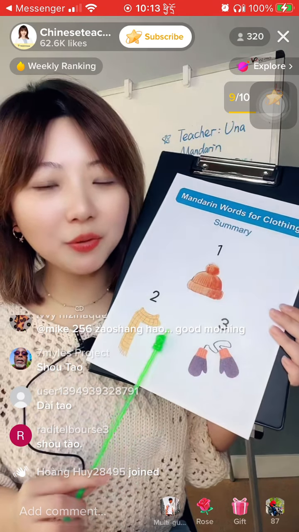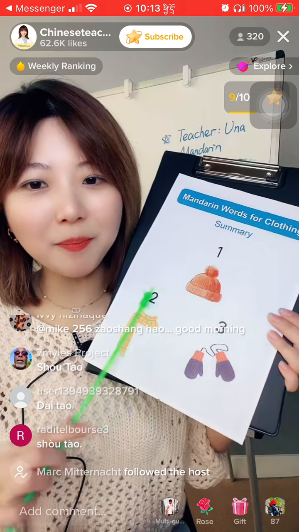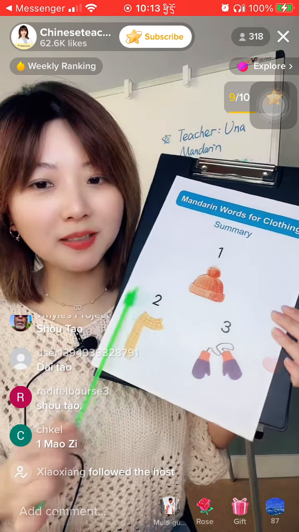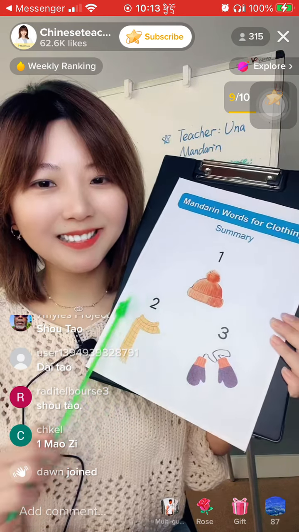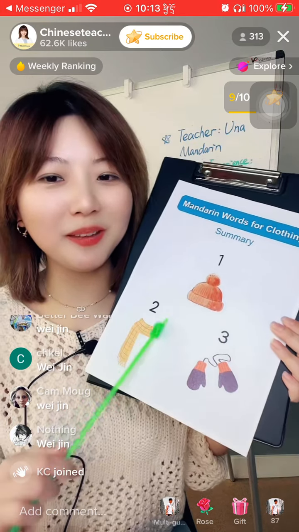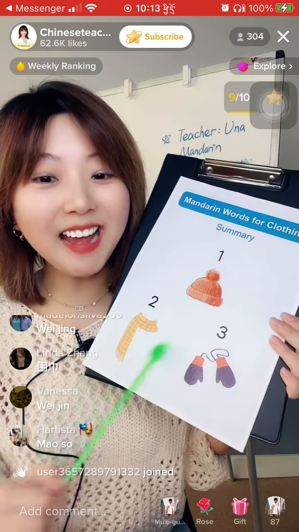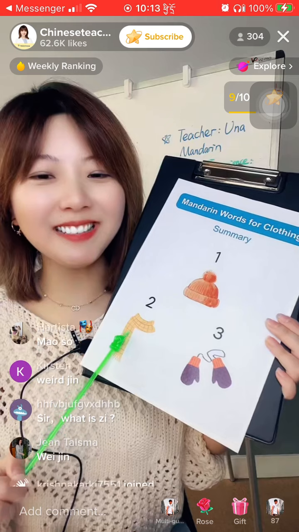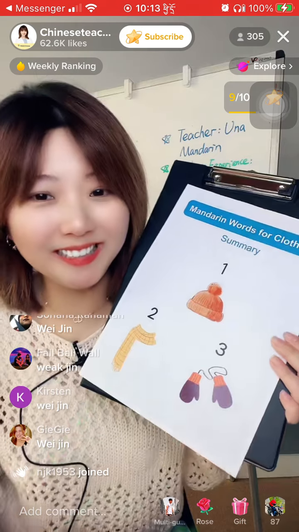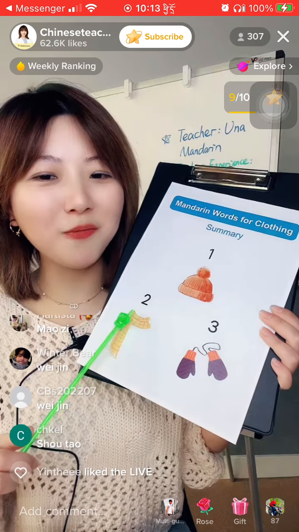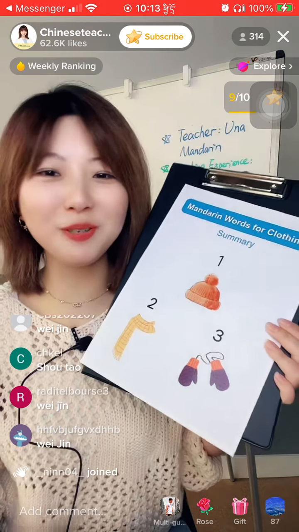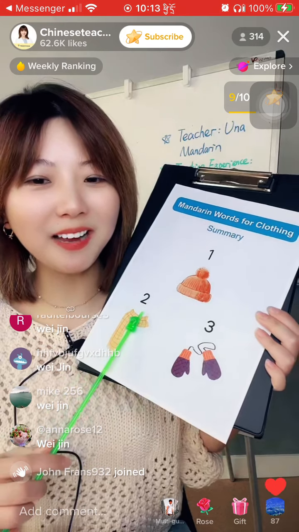Okay, so can you tell me the Mandarin for number two? Can you tell me the pinyin or the character for number two? Scarf? Let's go in the comments. Go, go, go! Wow, C-H-K-E-L, you're going to tell me all of them. Yes, good. Nice. W-E-I-J-I-N, 围巾. It's not weird 巾, it's W-E-I, 围巾. Very good.